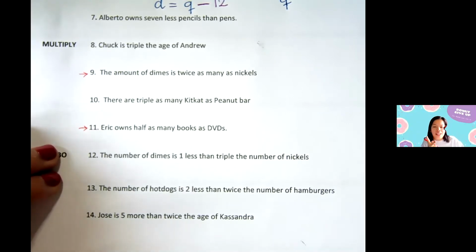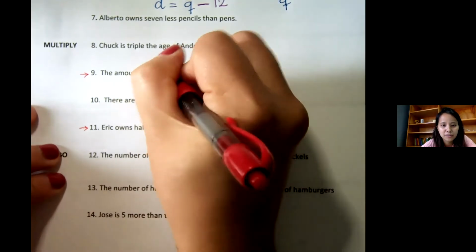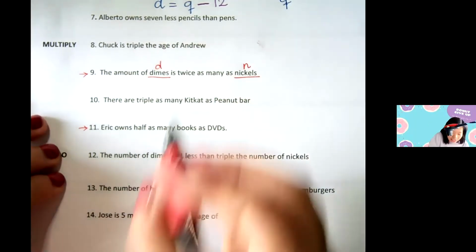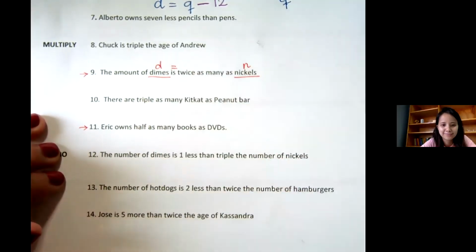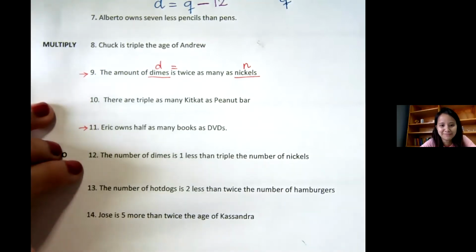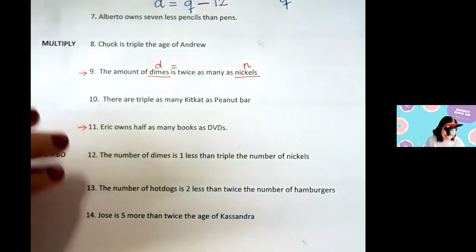Beautiful job. So we're talking about 2 things right here, yeah? Yes, 2 variables right here we can identify. Can you tell me what they are? D for dime, and then N for nickel. Beautiful job. And now we know that "is" means what? Equal. Oh, beautiful job. All my students have been paying attention. That's why we have the best students in this high school. Yes, because we have the best teacher.